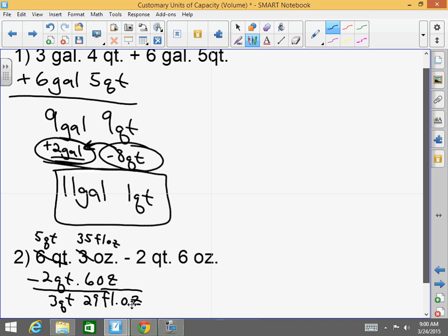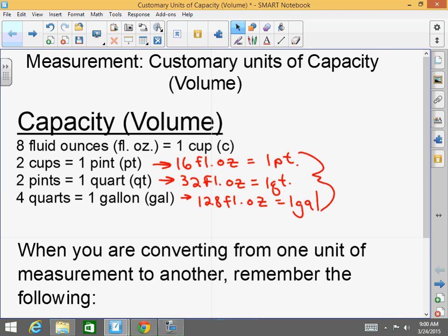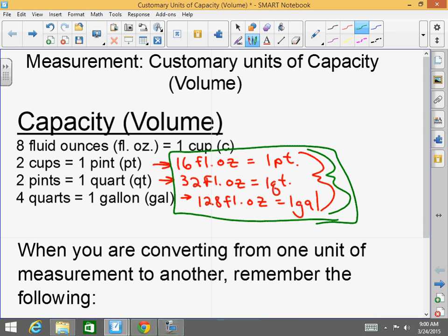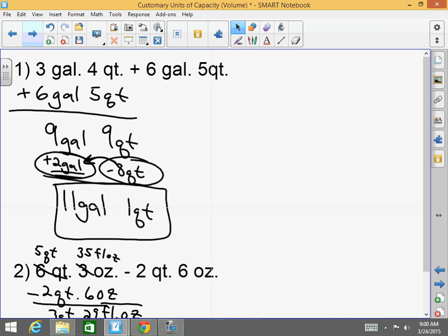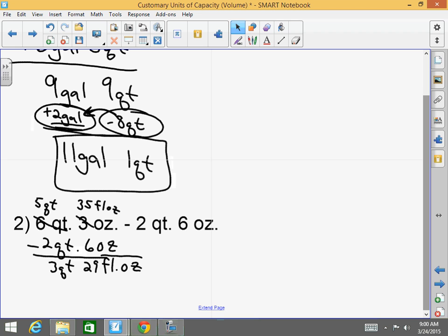That's why it's important to know these conversions. It's going to be very helpful for you. That's why I very kindly asked you to write it down. Okay? So for number 2, again, we just borrowed. But you had to know how many fluid ounces were in 1 quart. And there were 32 fluid ounces in 1 quart. So I borrowed a quart, added 32 ounces to the 3 ounces that was given, giving me 35 ounces.